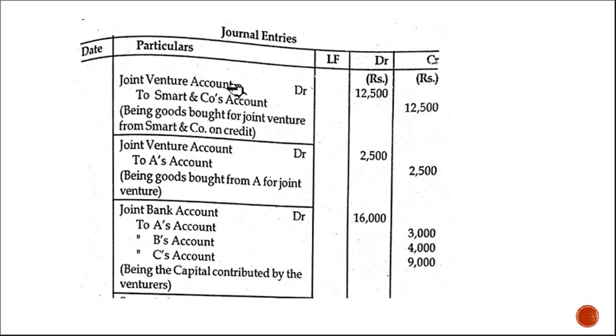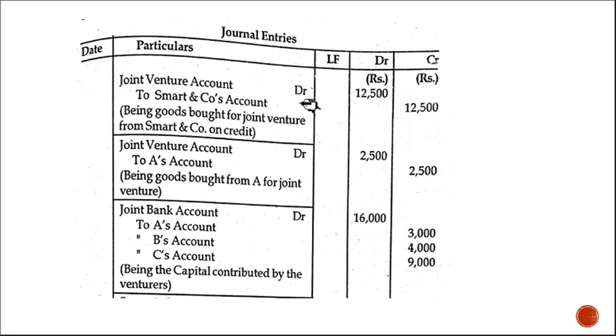First transaction, they said they bought goods from Smart and Company for rupees 12,500. When goods are bought, what is the journal entry? Usually, when you purchase the goods, purchases account debtor to the supplier's account, right? I told you we are not using purchases, sales, any expenses. Instead of that, we are writing joint venture account. So we have to write joint venture account debtor to Smart and Company's account, being goods bought for joint venture from Smart and Company on credit 12,500. Smart and Company account should be credited because they are the giver of benefit.